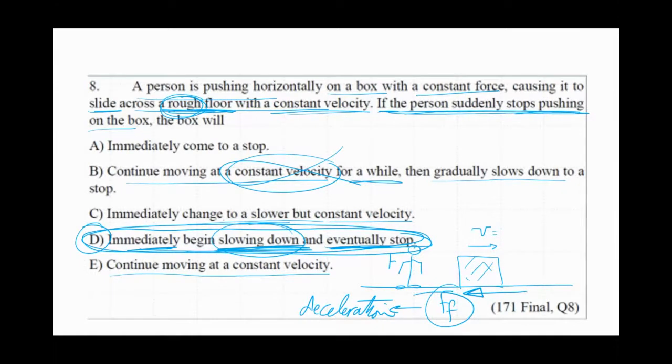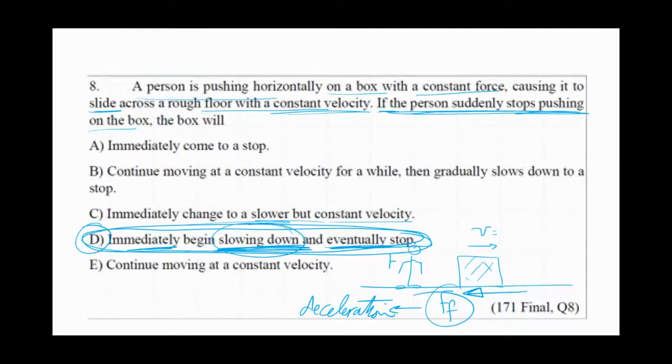Number C, immediately change to a slower but constant velocity. Of course not. It will not move with constant velocity either. The last one says what? Continue moving at constant velocity. Also, it cannot move with constant velocity because of the friction.